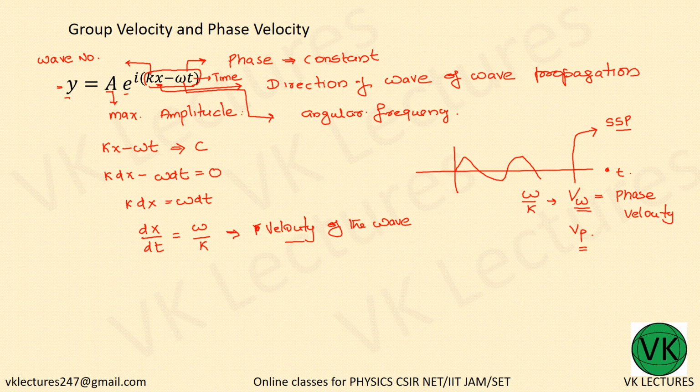Now we need to know in which direction it is moving. Now dx by dt is plus omega by k. Since it is plus, we can say it is in the positive x direction. That means if this is 0, this is the x axis, it is moving in the positive x direction. If it was negative, this wave would have been moving in the negative x direction. Negative stands for negative x direction.